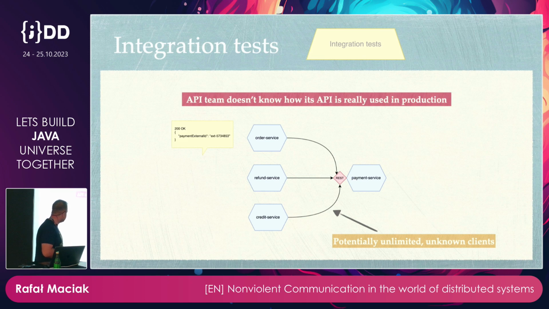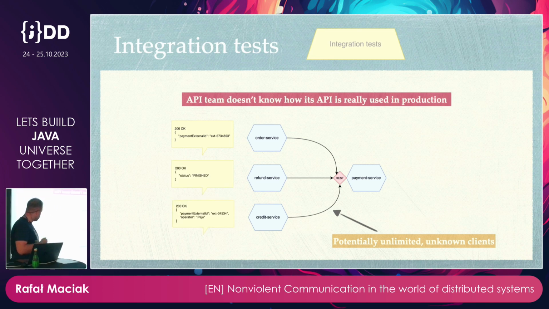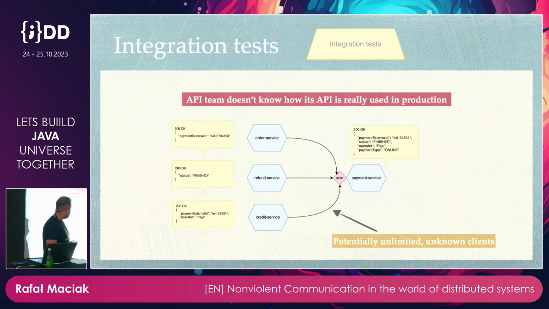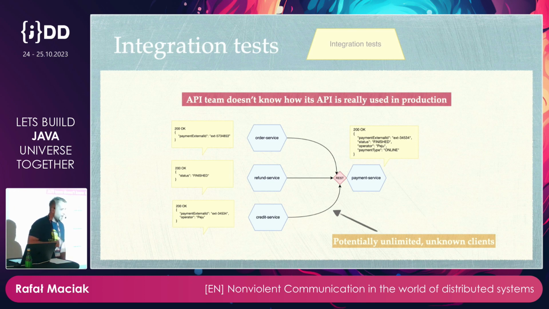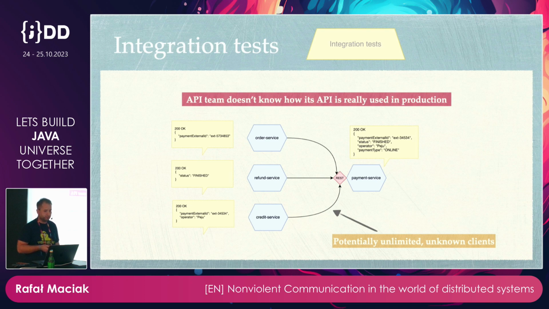Additionally, each of those services may use our API differently. For example, order service may expect only payment externality in the response, while credit service expects the status field, refund service the status field, and credit service, let's say, two fields, payment externality and operator. Let's say that our API returns four fields, and here on this slide, we see perfectly that payment type is redundant. However, based on only integration tests, we are not sure whether we can safely remove this field.